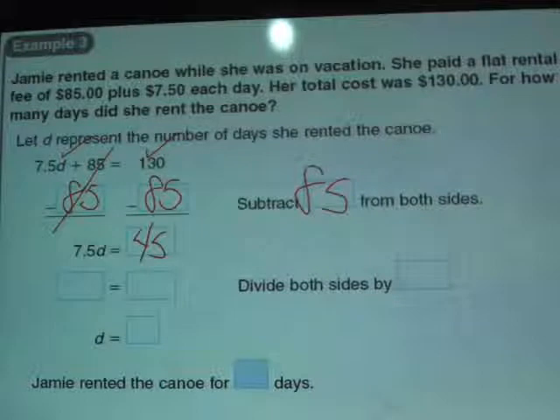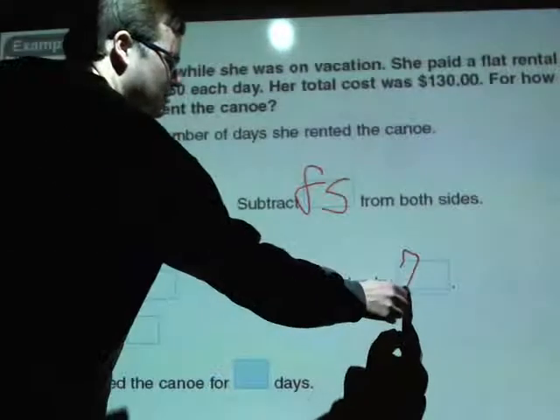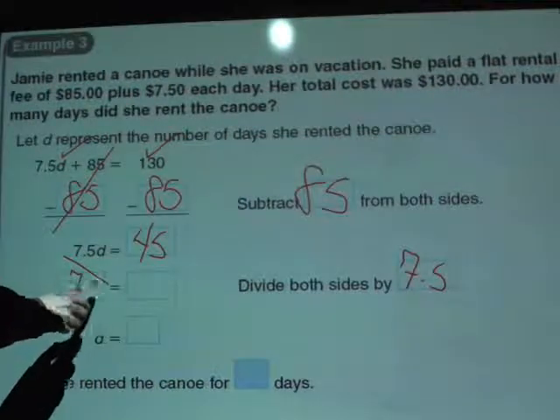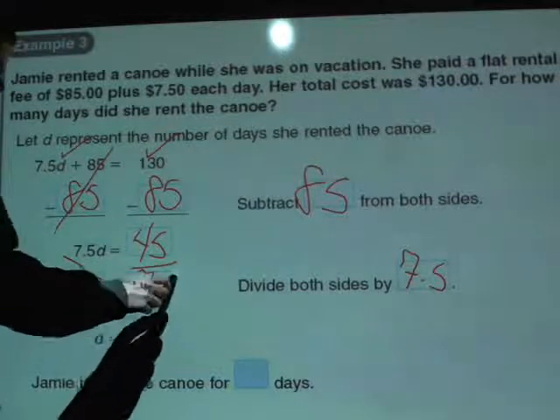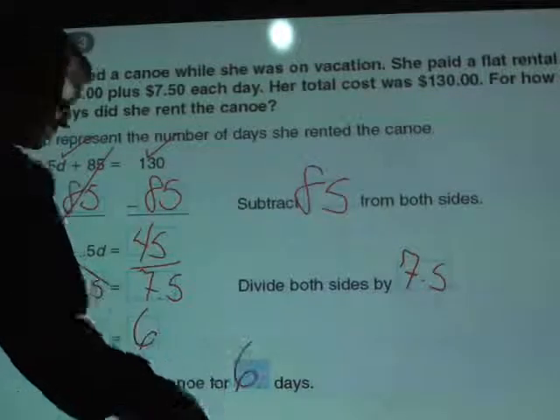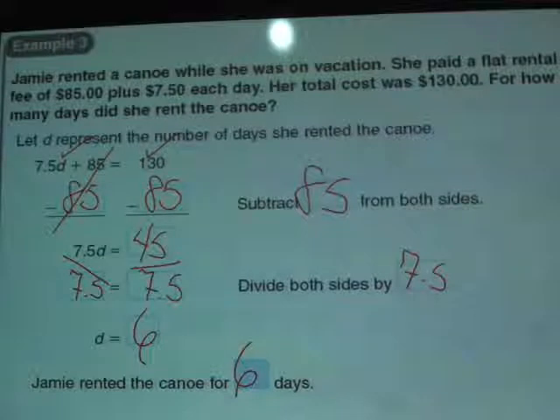So that means 7.5 has also got to move, as we established a minute ago when we were back up there in the top line. I'm going to move it out by dividing, because again, I'm doing the opposite. Right now, this is multiplication. So I'm dividing both sides by 7.5 here. And 45 divided by 7.5, that's going to give me my final answer. 45 divided by 7.5 is equal to 6, which means Jamie must have rented the canoe for 6 days, because remember, that's what the variable D represents, how many days she rented the canoe for.